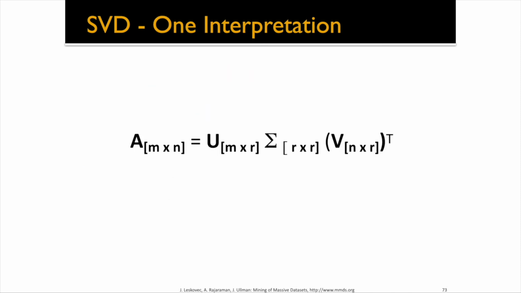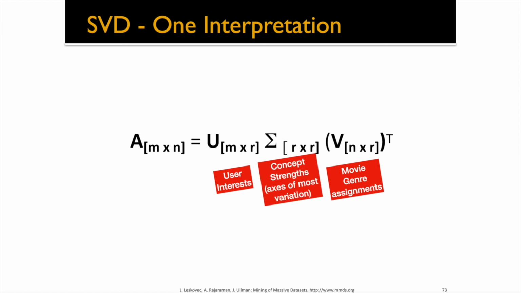So we can talk about an interpretation of SVD as decomposing a data set, our A matrix, into a set of maps. This first U matrix maps users to genres of interest, or some kind of latent concept or latent interest in the data. This V matrix maps our features, in this case movies, to what those concepts or latent features may be. So in this case, genre. And the sigma matrix tells us how strong or how much variation there is among the different latent factors or latent dimensions that we've identified.